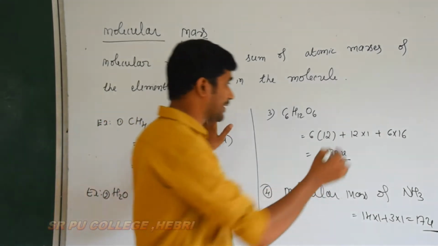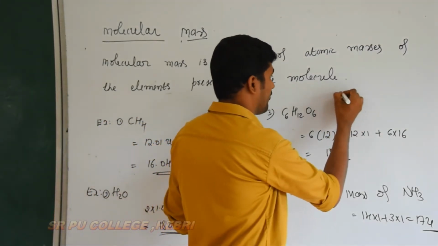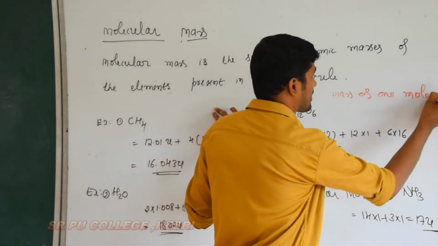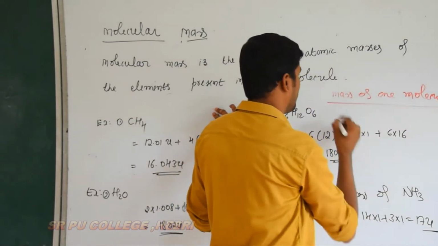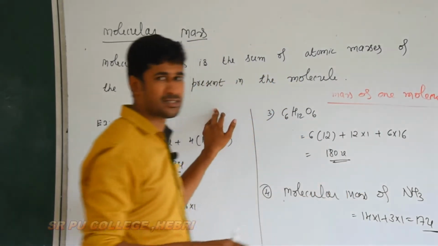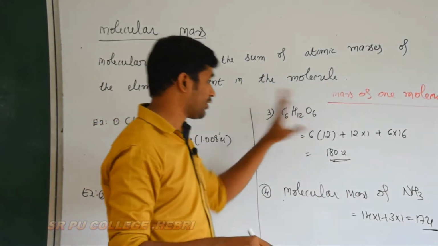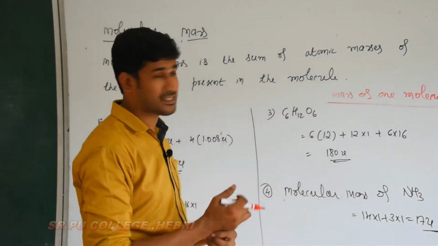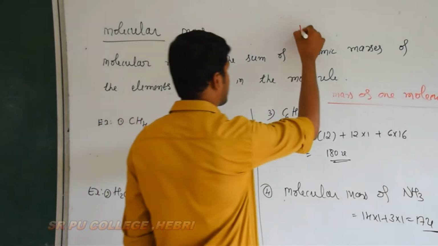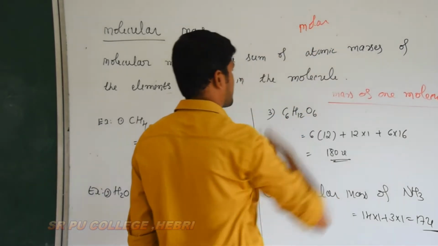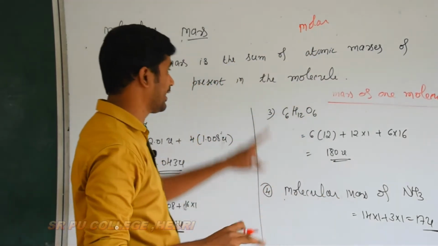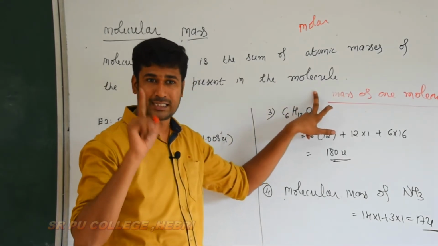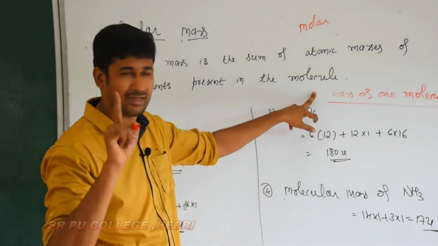Molecular mass represents the mass of one molecule. Remember, molecular mass represents the mass of one molecule. Atomic mass represents the mass of one atom. You have to remember this difference, because there is one more term, which is known as molar mass. Molar mass is different, molecular mass is different. They are completely different. Molecular mass refers to the mass of one molecule. Atomic mass refers to the mass of one atom.